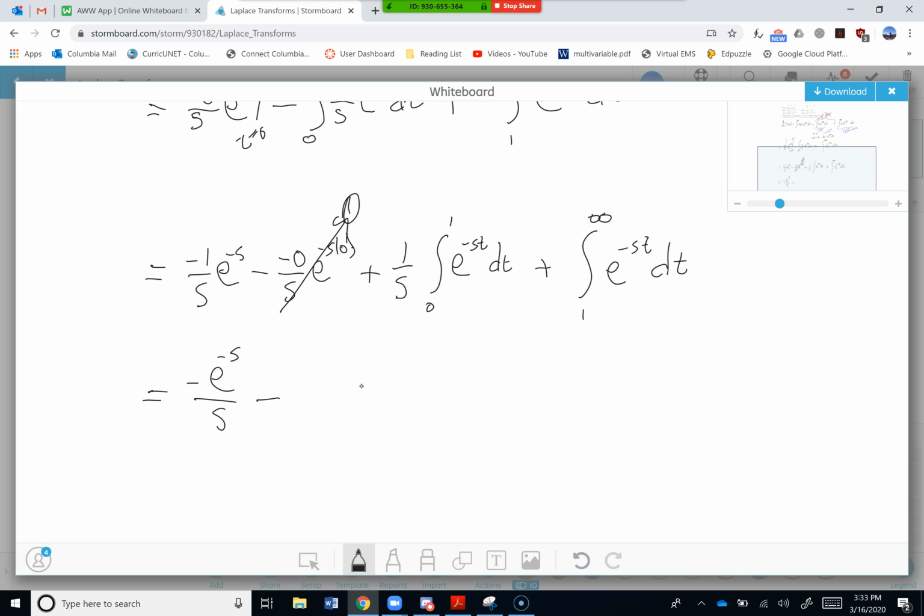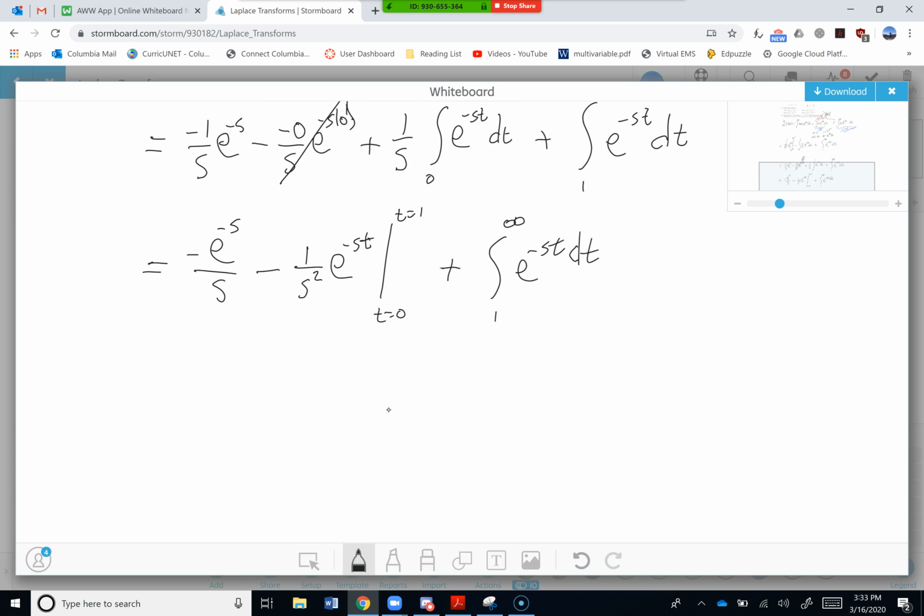So then I have a minus e to the minus s over s minus 1 over s squared e to the minus st, evaluated from t is 0 to t is 1, plus the integral from 1 to infinity of e to the minus st dt. Somehow that dt got into the exponent. That dt is not meant to be in the exponent. Okay. Goodsies?